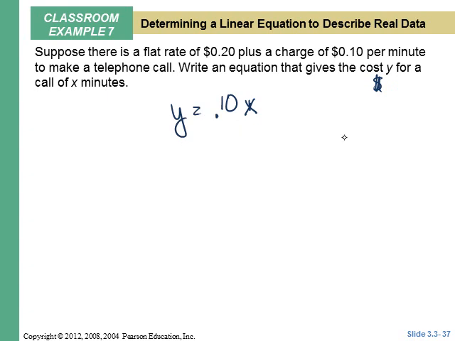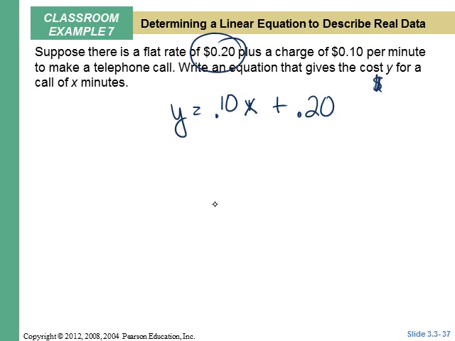Y equals 0.10x plus, now it says there's a flat rate of 20 cents. That is our intercept. So this is the equation. Y equals 0.10x plus 0.20.